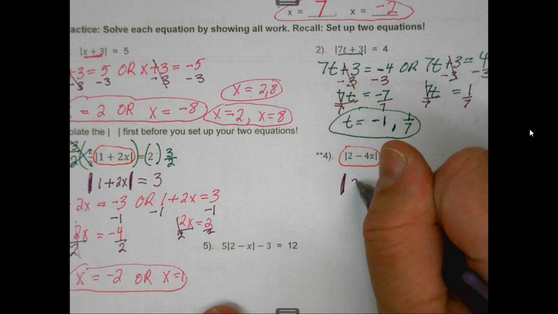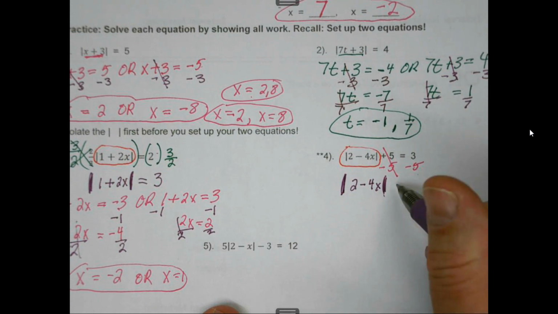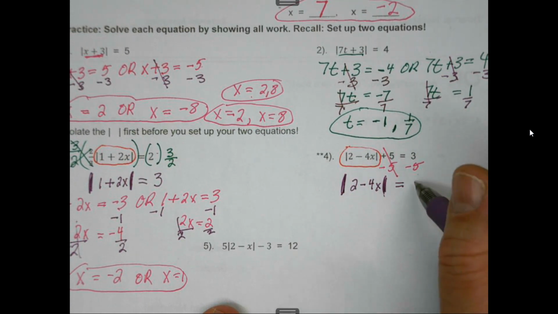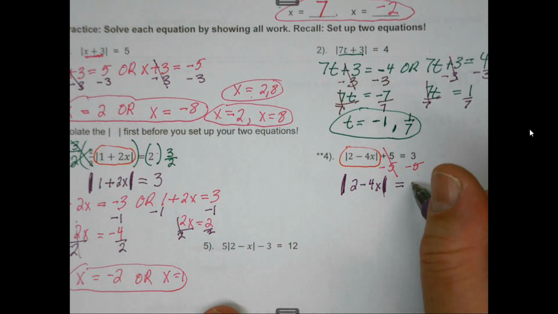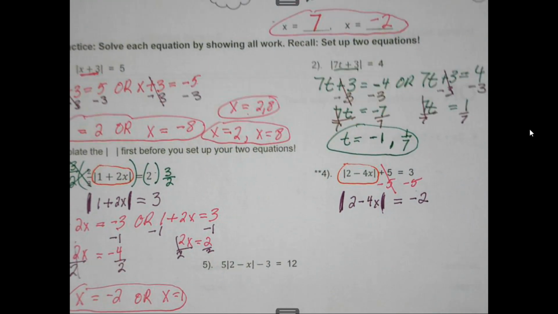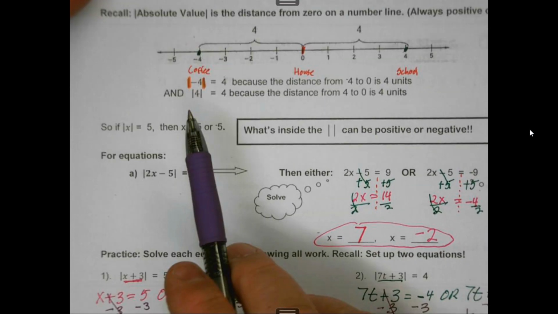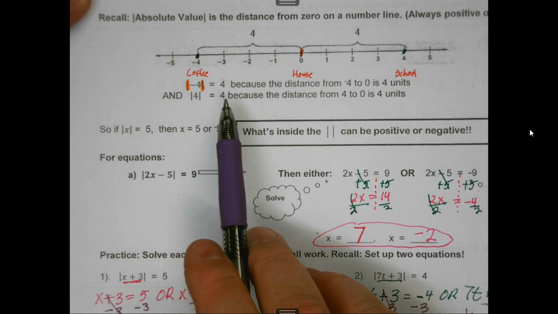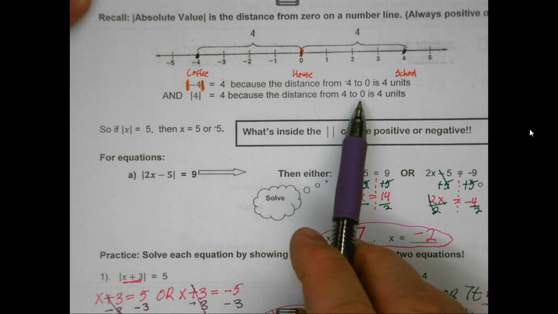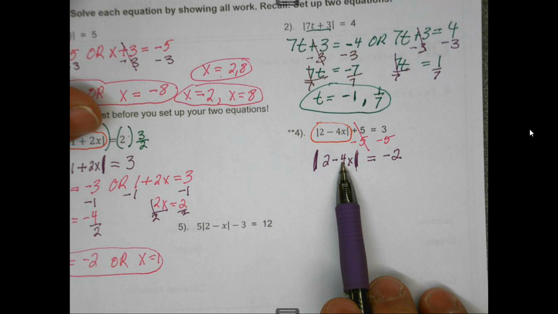Now, let's just think about that for a sec. The definition of absolute value is it's a distance from 0. Whatever's inside the absolute value has to be positive. Can this ever be true that we have a distance equal to a negative number? No, this is no solution.